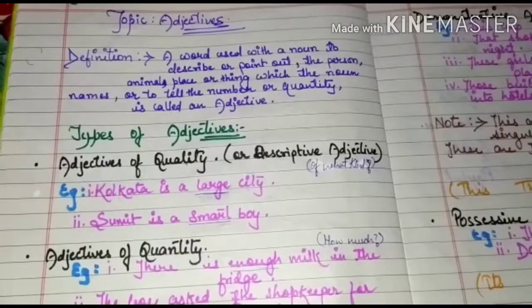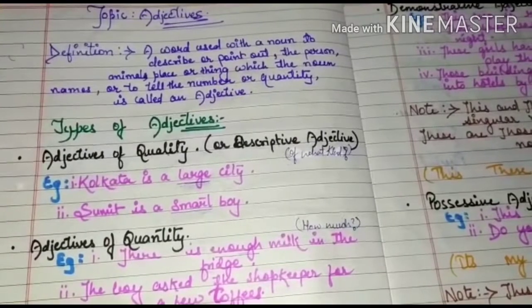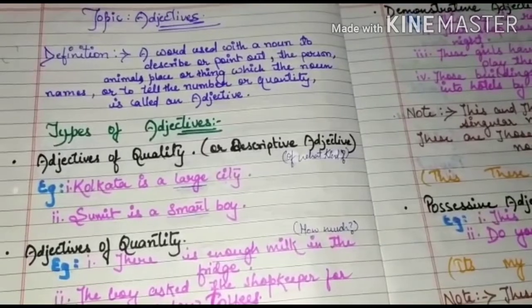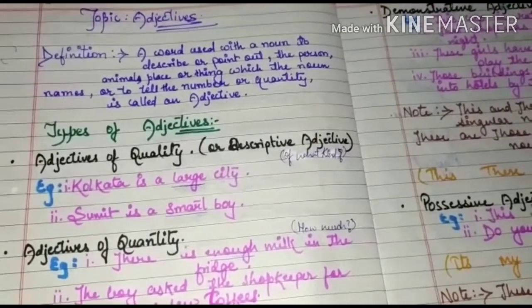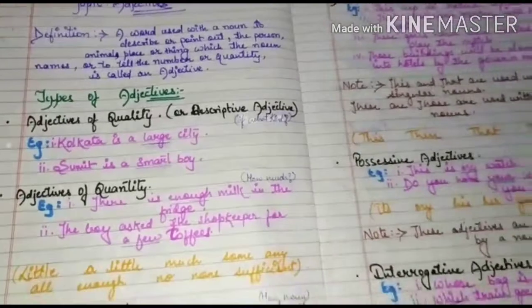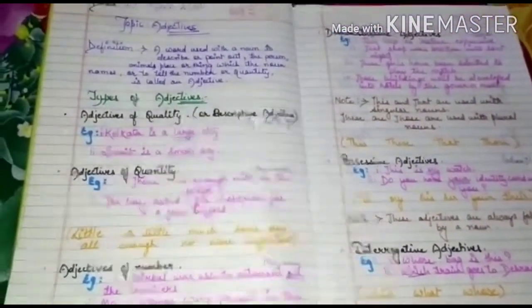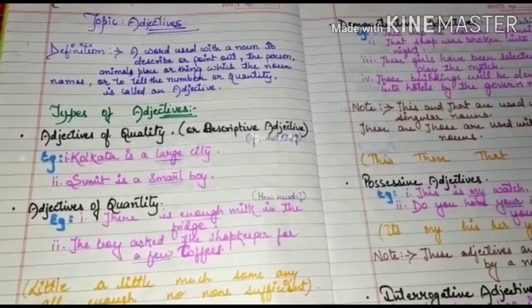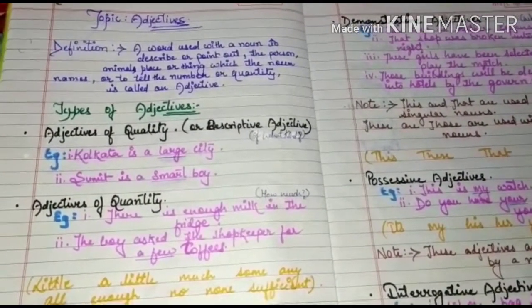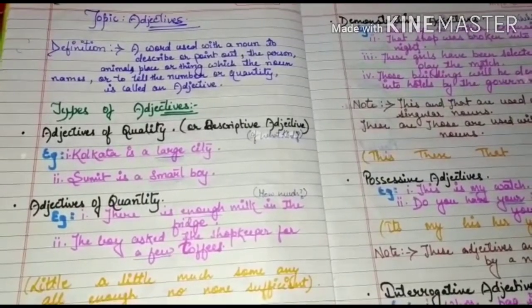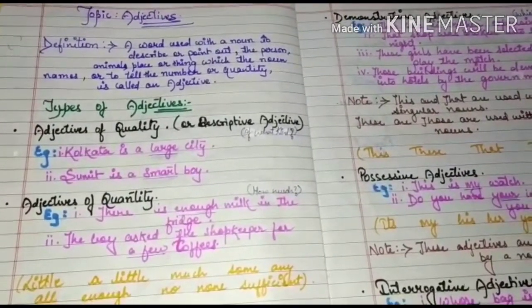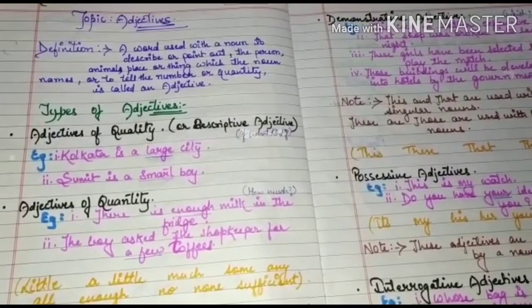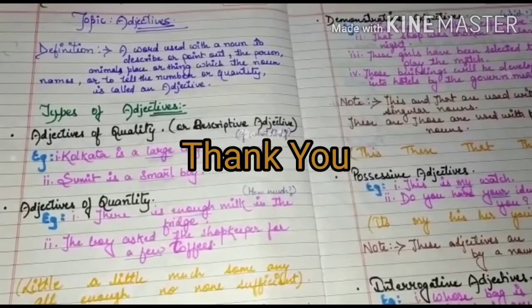So students, today you have learned what an adjective is, its definition, and also its types. In my next class, I'll be teaching you formation of adjectives and also formation of comparative and superlative. Till then, learn the definition of adjective and also the types of adjectives.